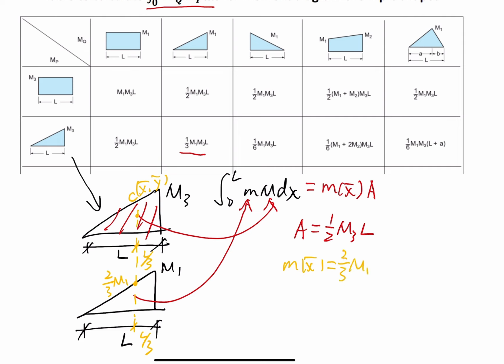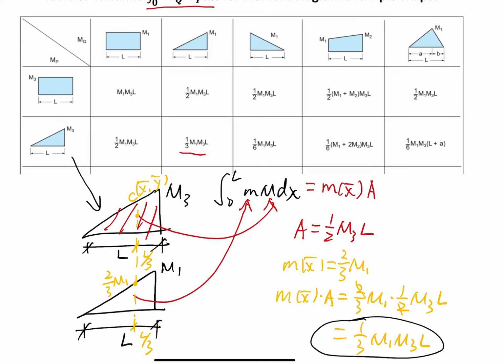After we know A and the value of m x bar, m x bar times A is equal to 2/3 M1 times 1/2 M3 L. We cancel the 2, and it equals 1/3 M1 M3 L. This value we have derived is just for this expression. So this is visual integration for the virtual work method.